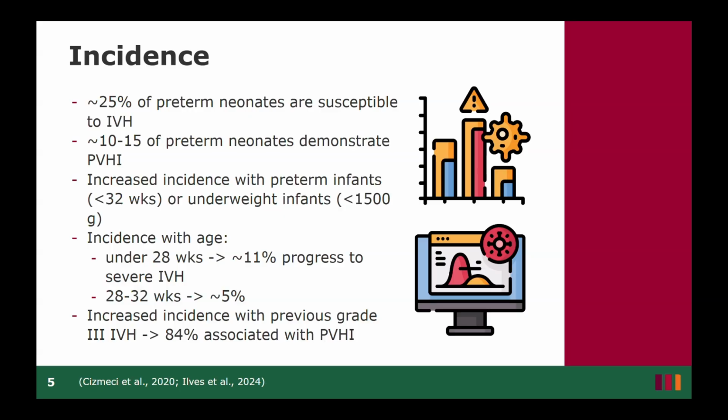The higher the grade of intraventricular hemorrhage, the more likely it is to become periventricular hemorrhagic infarction. So grade 3 intraventricular hemorrhage will have the highest risk of progressing to periventricular hemorrhagic infarction. In a study done by Sismecki et al., they found that 84% of the cases they studied had patients with grade 3 intraventricular hemorrhage, in addition to periventricular hemorrhagic infarction.